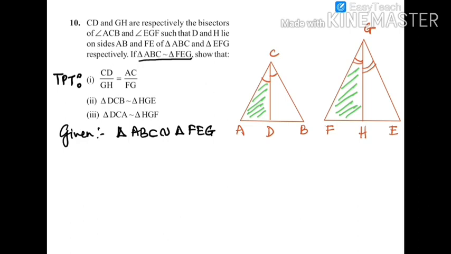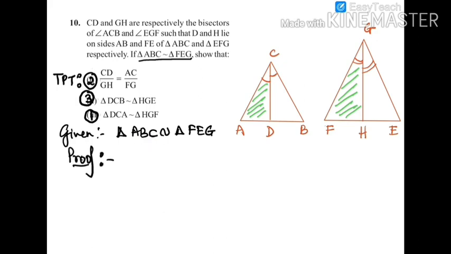Now notice that we have been asked in the question to prove these triangles similar, which is the third part. Triangle DCA similar to triangle HGF. So if we prove the third part, then the first part will follow and then we can go on to the second part. So we are going to do this question in this order. We will first prove the third part, then show the first part, and then do the second part.